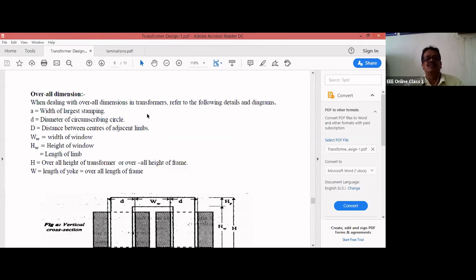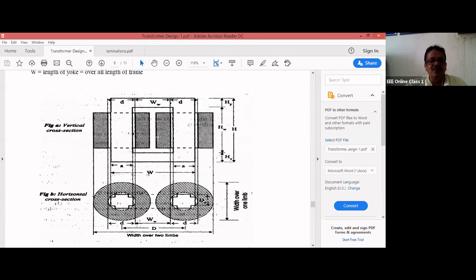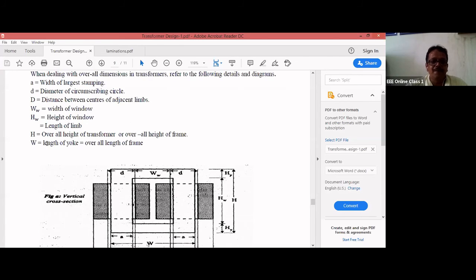Okay, overall dimensions. A is the width of largest stamping. D is the diameter of circumscribing circle. D is the distance between the centers of adjacent limbs. WW is the width of the window. HW is the height of the window, which is nothing but the length of the limb.